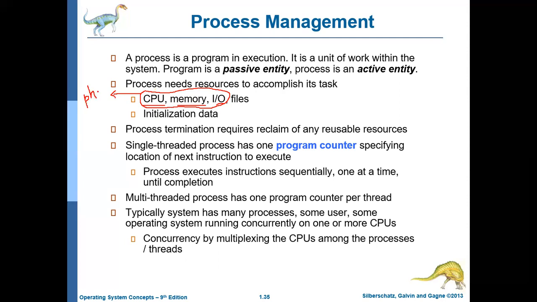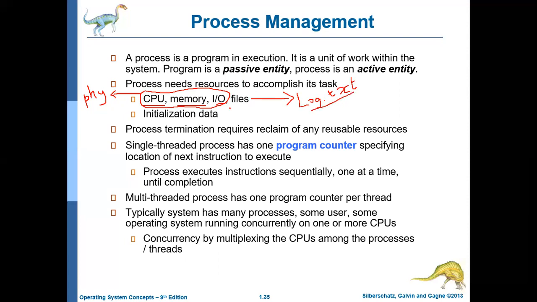Similarly, sometimes the process may also want certain logical resources. For example, a process may want to access a file which is stored in the disk. Say there is a file which contains some data and the process wants to access this particular file. Let us call the file name log file, maybe log file dot text. Now this log file dot text is not a physical resource. You cannot see it physically. So this type of resource is called a logical resource.